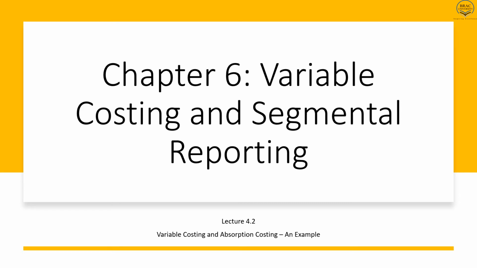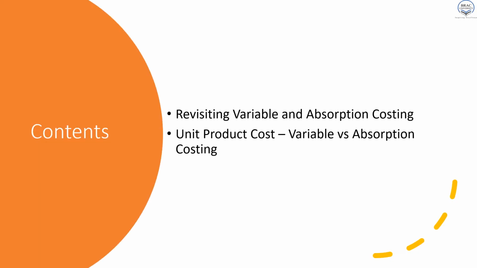Welcome back everyone. In this second session, we are going to see some examples and illustrations about applications of variable and absorption costing methods. So let's see how we can do that. Of course, I will quickly revise the absorption and variable costing methods as I spoke about them in the last session. After doing this, we are going to see the illustrations about calculating unit product cost.